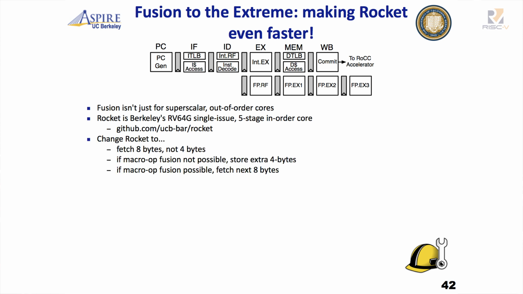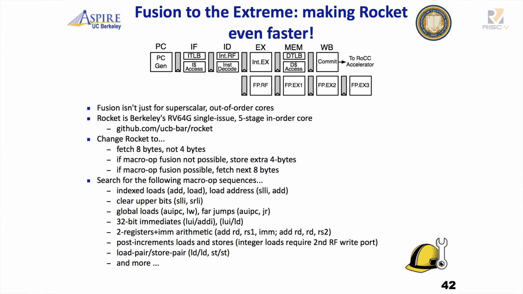And so we can say, OK, instead of fetching 1 instruction per cycle, let's fetch 2. And if there's fusion that's possible, great, we'll fuse it, send it down the pipeline, and then increment the PC by +8. And if we can't, then we'll just send the 1 instruction down and then wait for the next one on the next cycle. And there's a whole slew of macro-op fusion pairs that you can look for here. I talked about index loads, clearing upper bits. There's a whole slew of AUIPC as well as LUI based idioms that you can fuse that are very trivial for any pipeline to do.